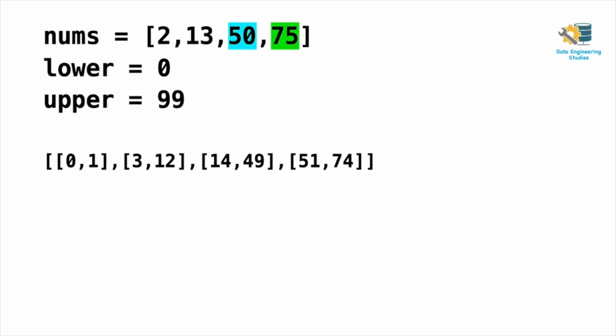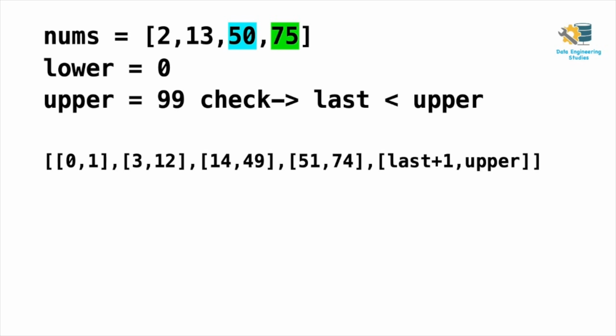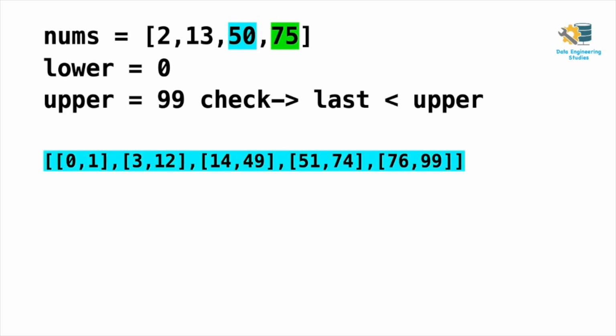We have iterated till the end of the list. Now we will check if the last element is less than the upper. In our case, 75 is less than 99. So we will add last plus 1, comma, upper. Last plus 1 is 75 plus 1, which is 76, and our upper is 99. That's pretty much it. Now we will return this list as our output. I hope the approach is clear.